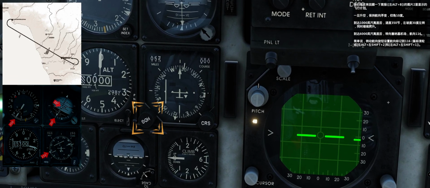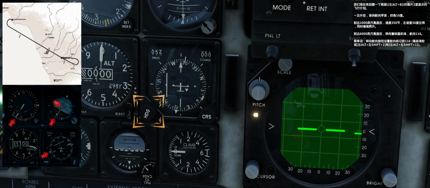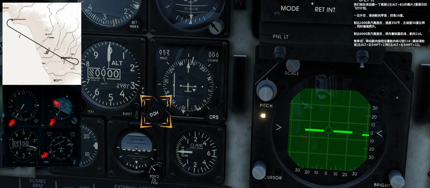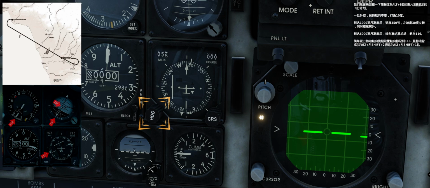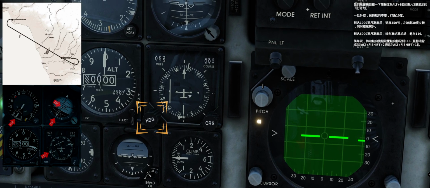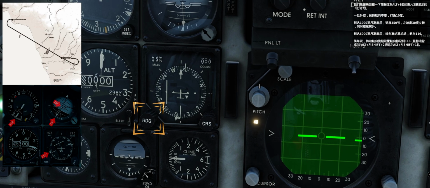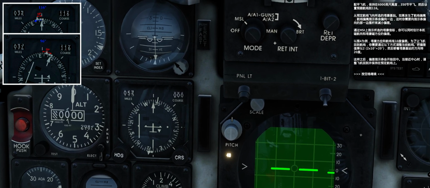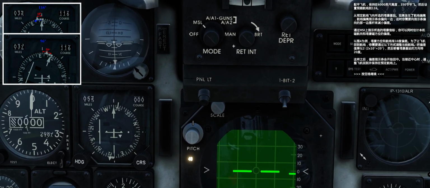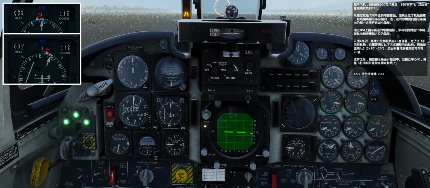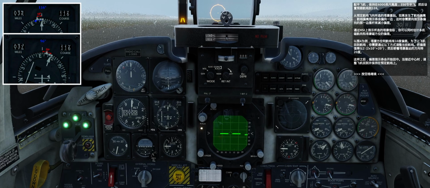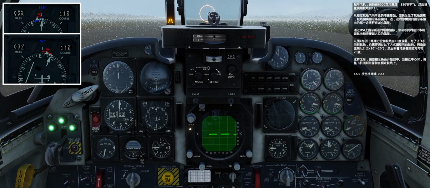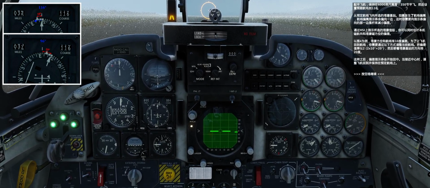To make it easier, set the heading marker to 116 degrees by rotating the HDG knob with the mouse wheel or by pressing the left Alt plus left Shift plus 2 and left Alt plus left Shift plus 1 keys. Trim the aircraft for level flight at an altitude of 6,000 feet and a speed of 350 knots. Then, set a desired course of 116 degrees using the CRS knob. Fly towards the selected TACAN station by keeping the aircraft on the directed course.